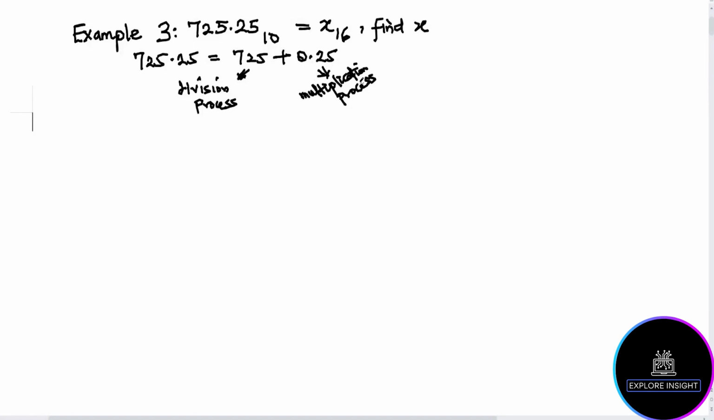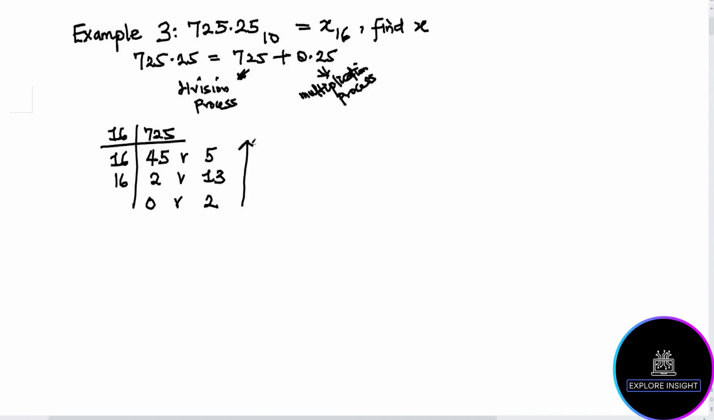So let's start with 725. 16 into 725, we're going to have 45, with a remainder of 5. Now 16 into 45 will be 2 with a remainder of 13. 16 into 2 is impossible, so we are going to have 0 with a remainder of 2. Now we're going to go in with a forward arrow, and our value will be taken from bottom to top.